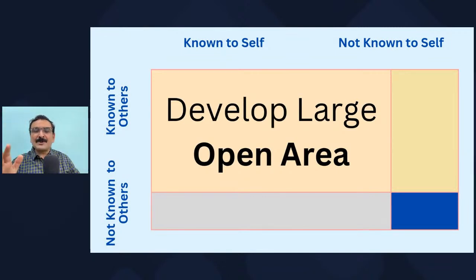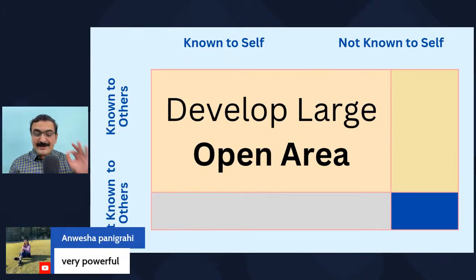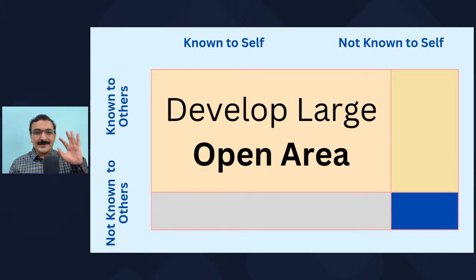You are having a purpose that I'm going to expand my open area. Let's all expand the open area. When we expand the open area, it can be a fascinating life. What is the process? Simple. Reflection, introspection, and seeking feedback from others. That's what we need to do.